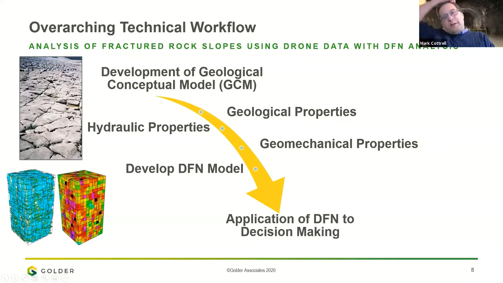The overarching technical workflow that we follow is essentially we start out with a conceptual model. So we're looking at understanding where the fractures originate from. We're looking at where they form, what sort of properties are attributable to those fractures. We're looking at then parameterizing the fractures. So we're looking at describing the geometrical attributes, describing the hydraulic properties, also the rock mechanical or geomechanical properties. And through bringing all of those strands together, we can build a DFN model that we can then use to start making decisions.